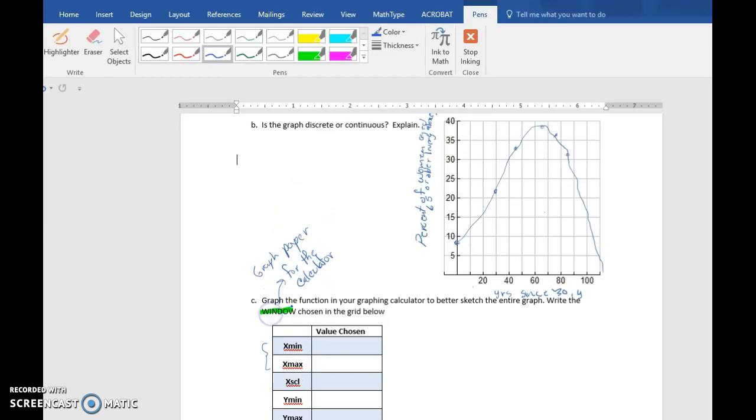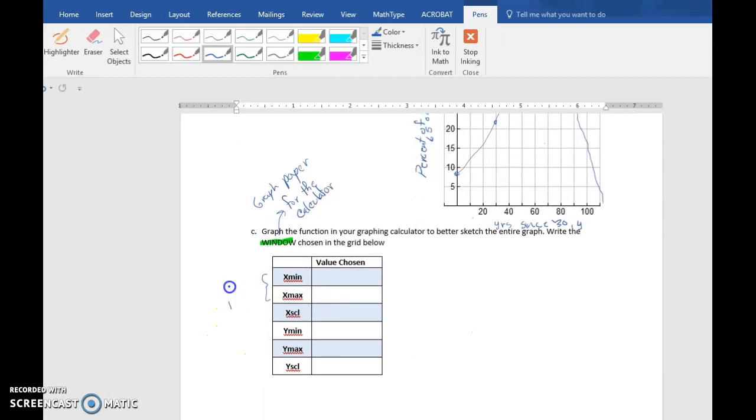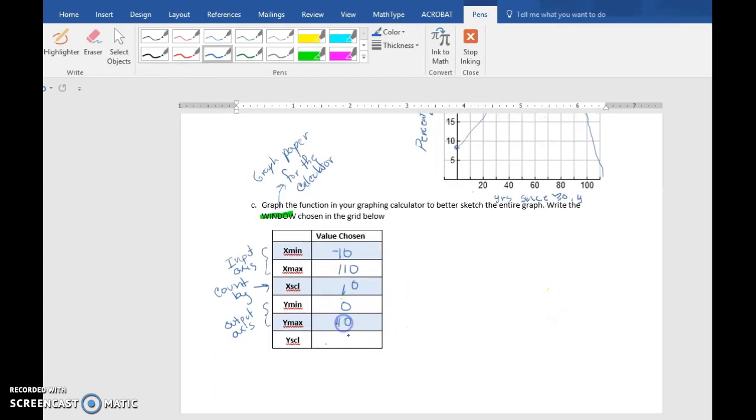So we're going to examine our x's, just as we pointed out up here, that the x is our input and y is our output. So our x again here is our input, and our output is the y. And so these are our input axes and our output axis, and this is what we're going to count by or scale by. And so we're going to go from -10 to 110, and it looks like we're counting by 10. We're going to go from 0 up to 40 and count by 5s.